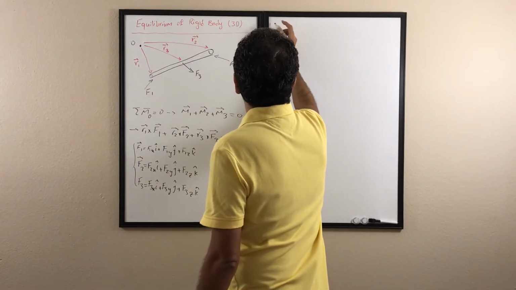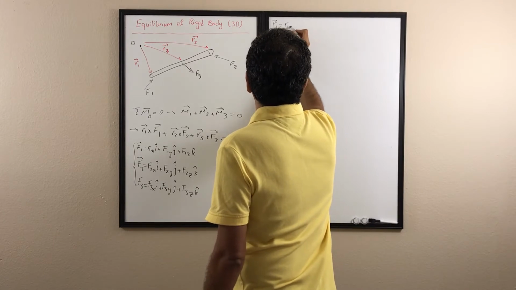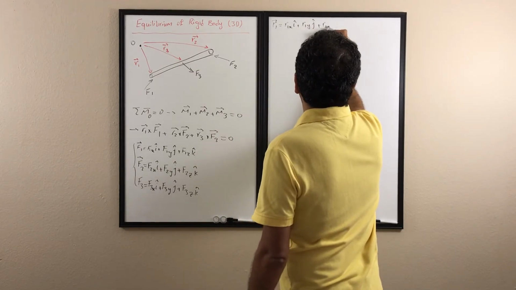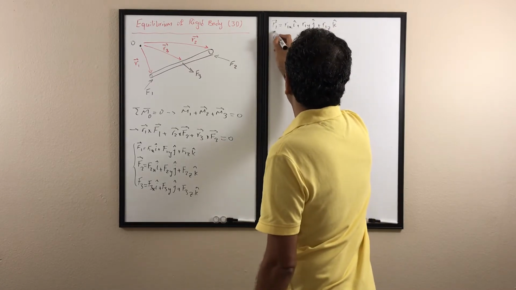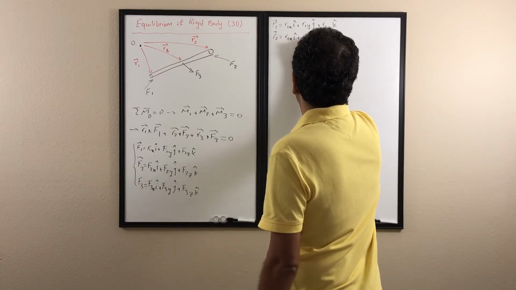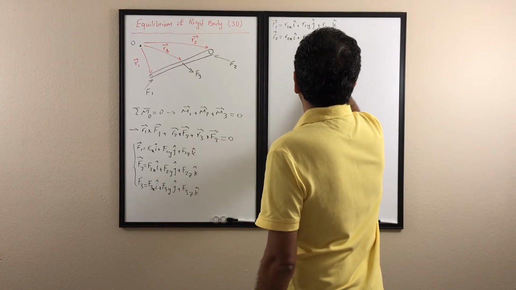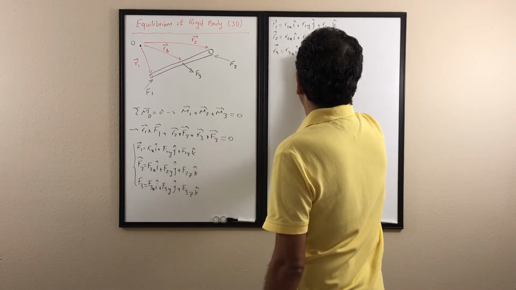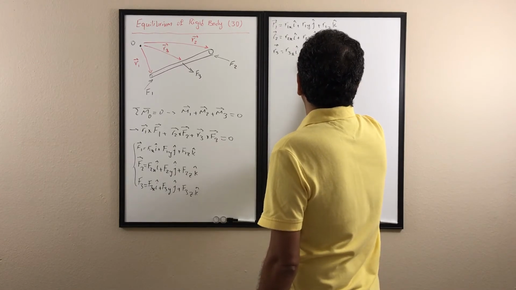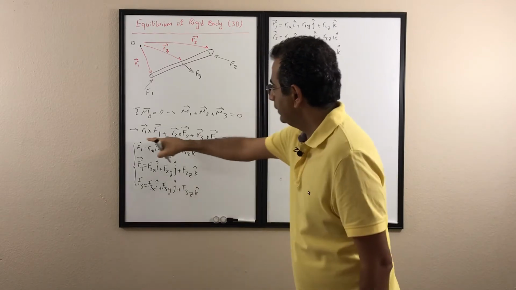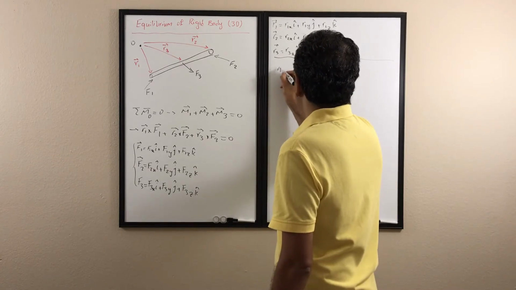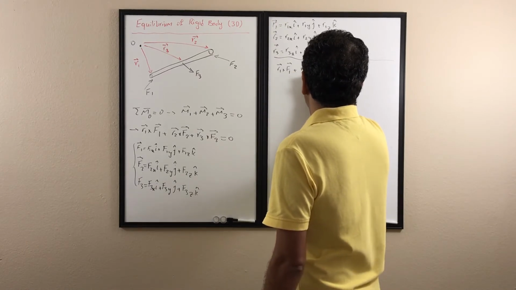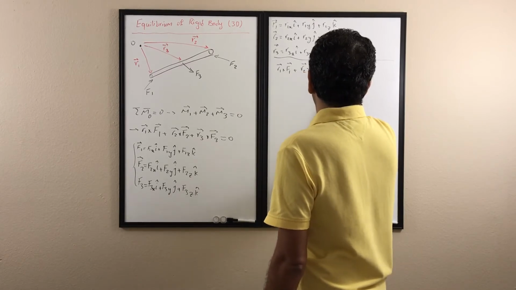Also we have R1 is R1x i plus R1y j plus R1z k, and R2 is R2x i plus R2y j plus R2z k, and R3 is R3x i plus R3y j plus R3z k. And if we calculate this equation, R1 cross F1 plus R2 cross F2 plus R3 cross F3 equal to 0.